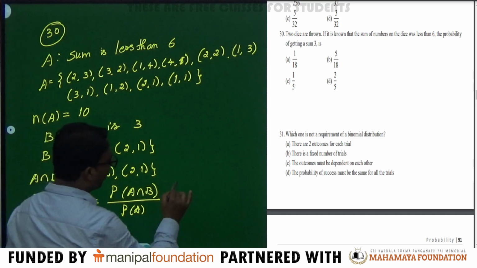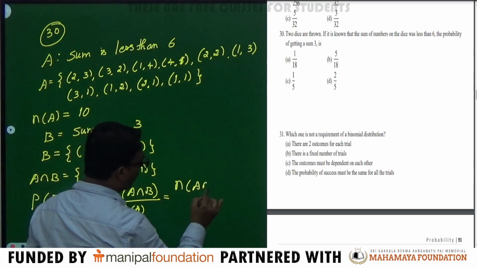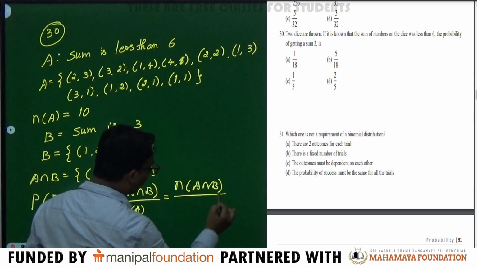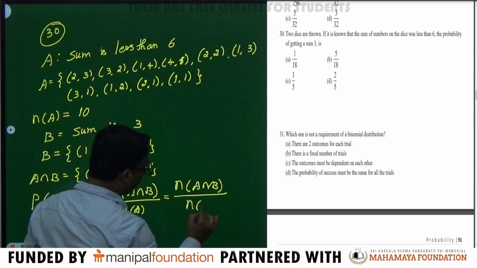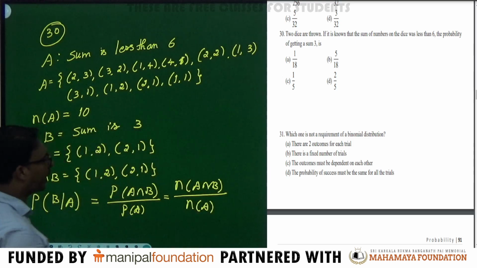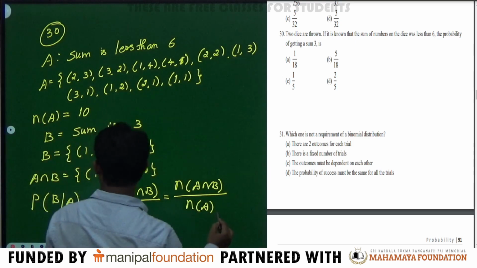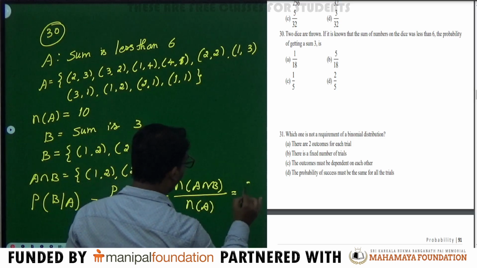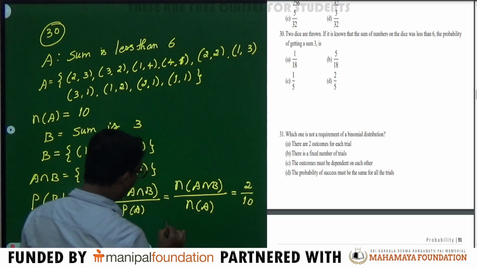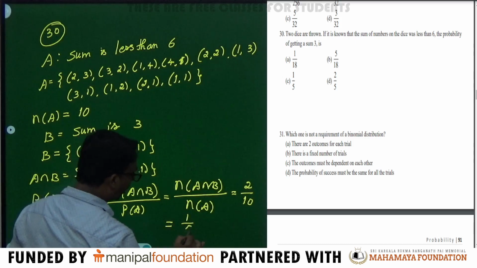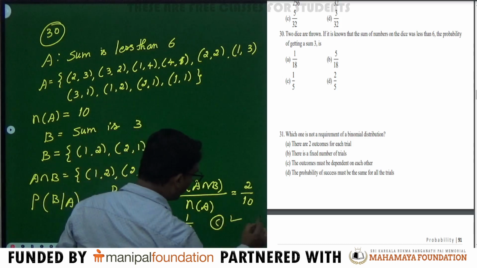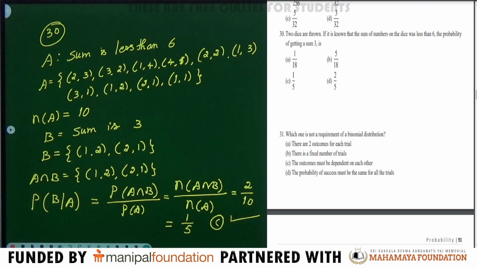That is, the number of elements which are common among the events A and B upon the number of outcomes present in the event A. It is equal to 2 by 10, that is nothing but 1 by 5. The correct answer is option C. For question number 30, the correct answer is option C.